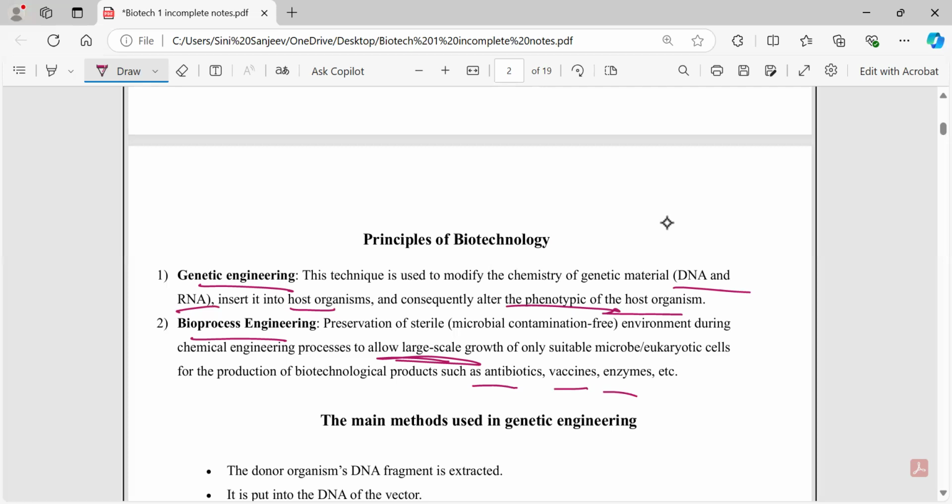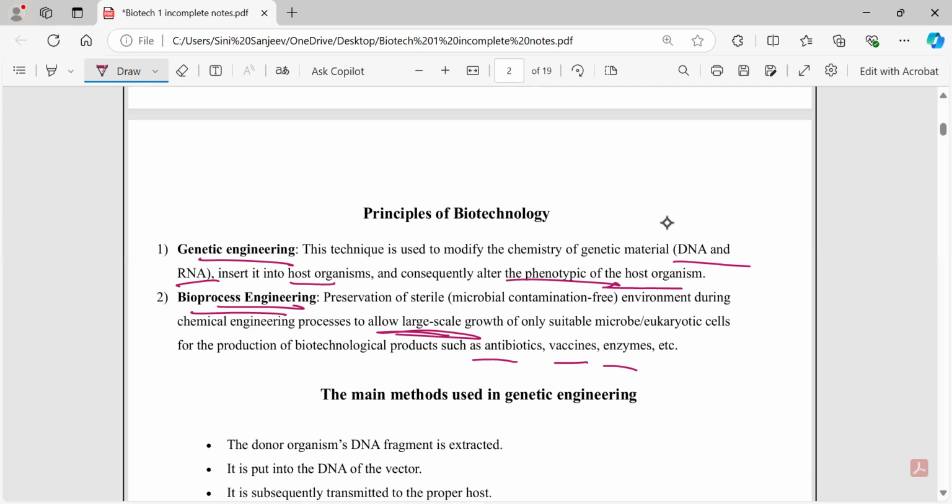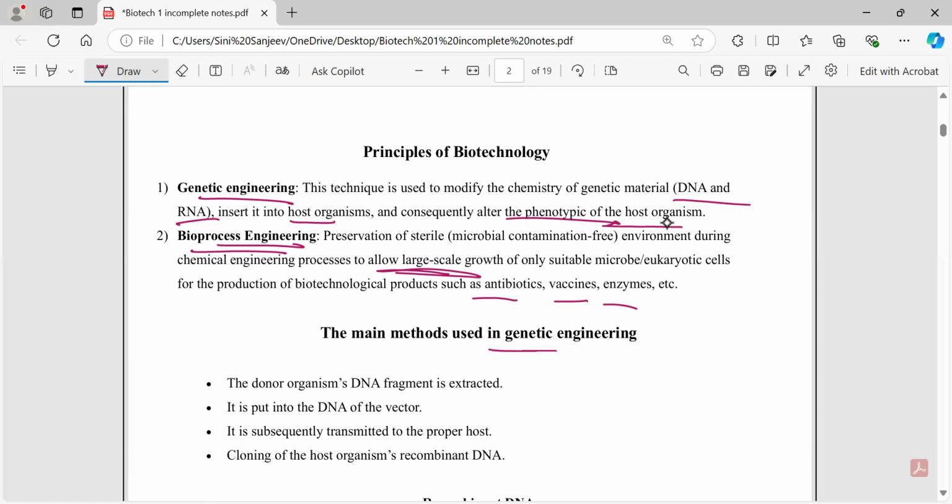So this is called what? Your bioprocess engineering. Whenever you use any of the principles of biotechnology, there are certain steps which I have already explained to you. But in short, genetic engineering is a major important process which comes into existence when you say the term biotechnology.